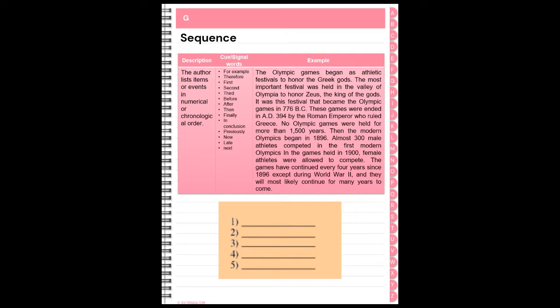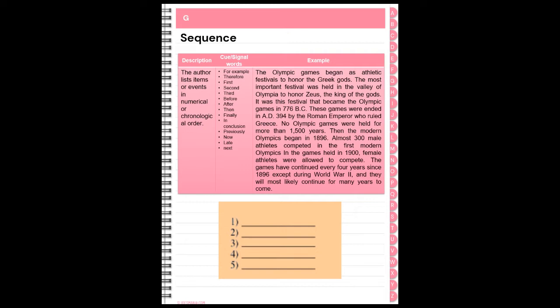Example: the Olympic Games began as athletic festivals to honor the Greek gods. The most important festival was held in the Valley of Olympia to honor Zeus, the king of the gods. It was this festival that became the Olympic Games in 776 BC. These games were ended in AD 394 by the Roman emperor who ruled Greece. No Olympic Games were held for more than 1,500 years. Then, the modern Olympics began in 1896.